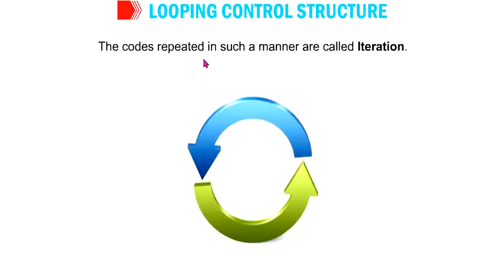The code repeated in such a manner is called iteration, till the time the specified condition remains true. That means first round, second round, third round, fourth round, up to what time? Yes, 10 times. If 10 is true, when it comes to 11 it will become false. Until that, it will repeat, it will loop.